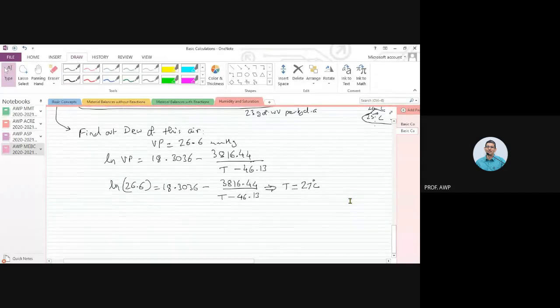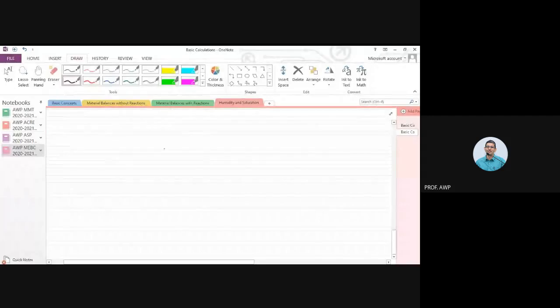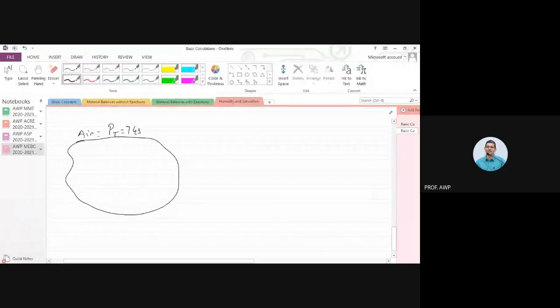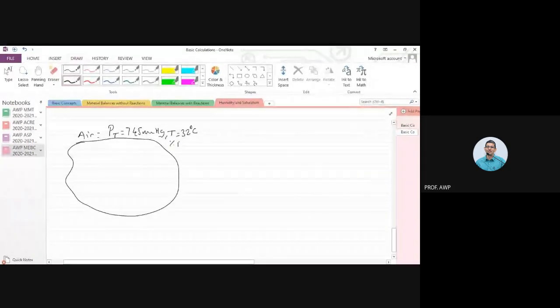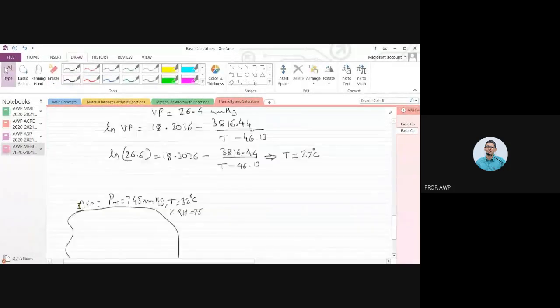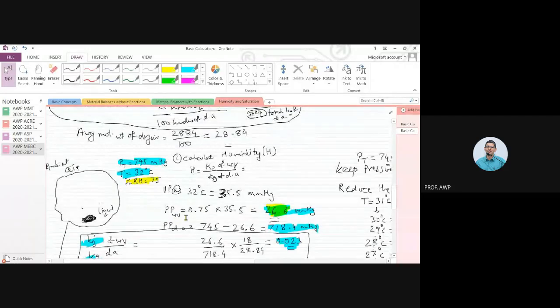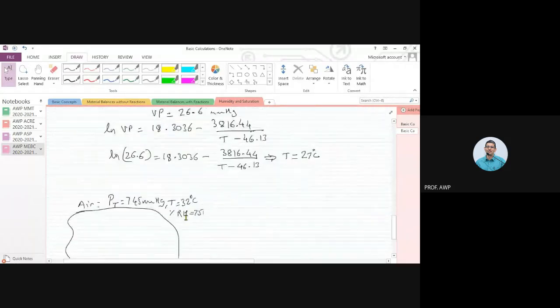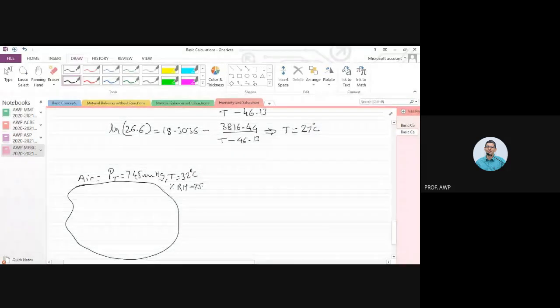Now let's go further. Suppose I take this air. Total pressure is 745 mmHg. Temperature is 32 degrees centigrade. Percent RH is 75%. Same example. That means in this air, partial pressure is 26.6 mmHg.